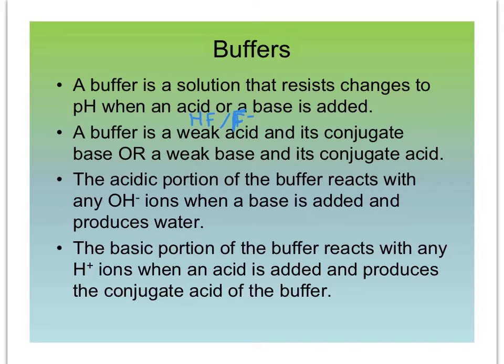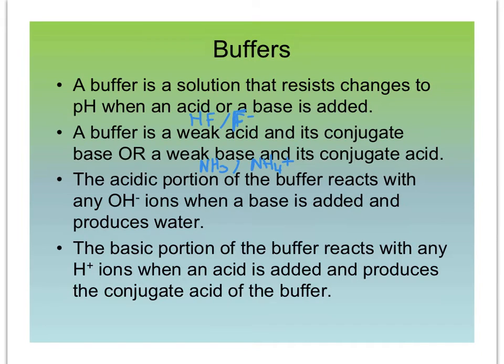An example of a weak base with its conjugate, maybe I have some ammonia, NH3. That is a weak base. And its conjugate, maybe I have some NH4Cl, which is a source of NH4+. And so that is a weak base, and this is its conjugate acid. So if I take those two and mix them together with water, that would make a buffer.